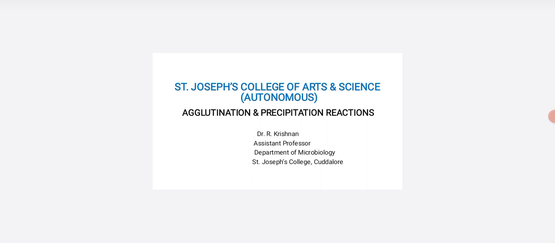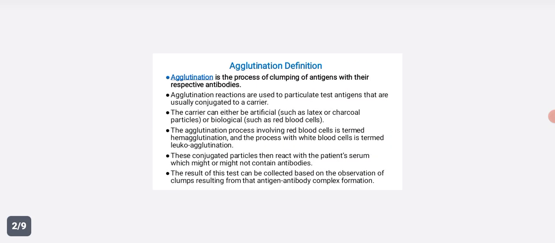Today, I am going to present a lecture, a PPT, regarding agglutination and precipitation reactions. So, what is agglutination? A definition. Agglutination is the process of clumping of antigens with their respective antibodies.